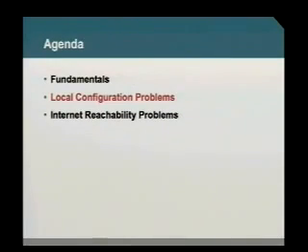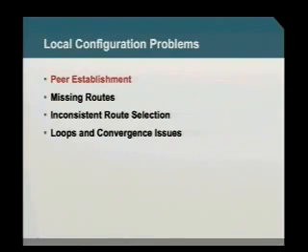Now, let's have a look at the local configuration problem. In this section, I'm just going to pick through what the router can do, what can go wrong within BGP, within the local network, and between you and your immediate peers. So it's what I've called the local configuration problems. We'll pick through these 4 examples, give you some scenarios out of each one. First one is about peer establishment.